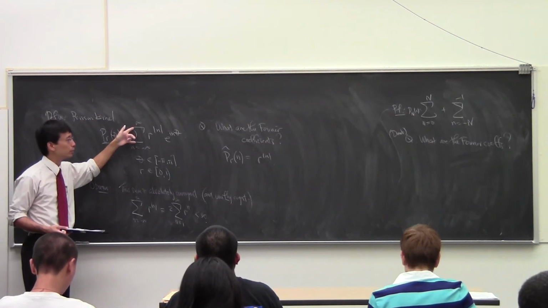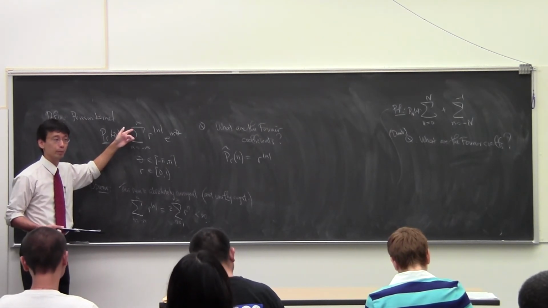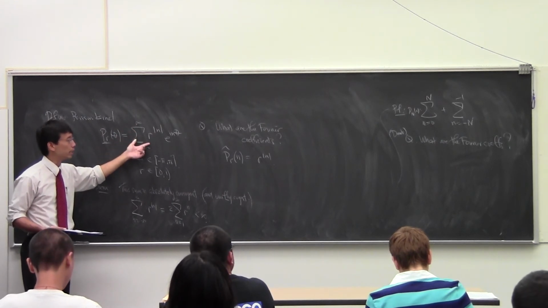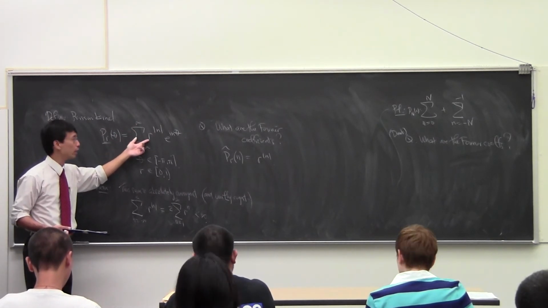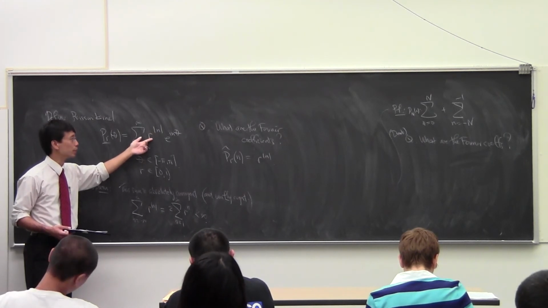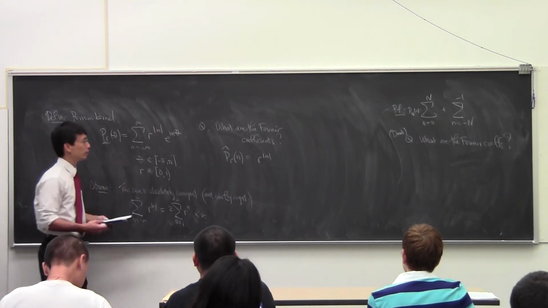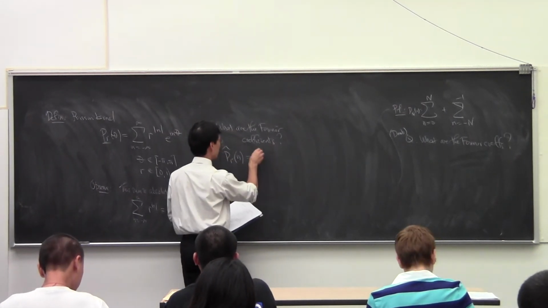Okay? So how did you get the Fourier coefficient? Remember how you get it? You take this thing, and you take the inner product, you take the integral of this against the complex conjugate of e to the i m theta. Right? So let's recall how we get this.